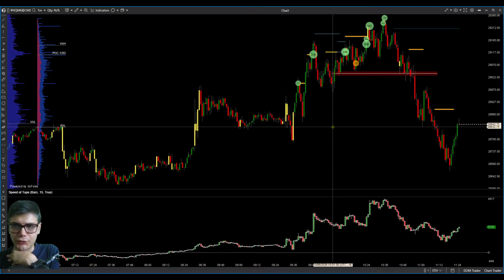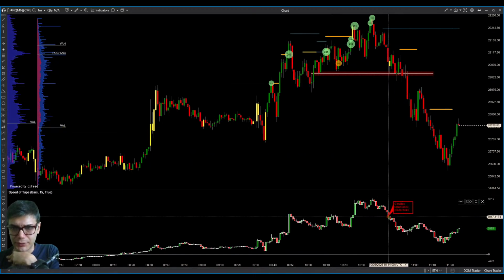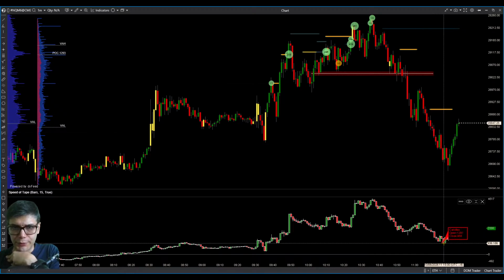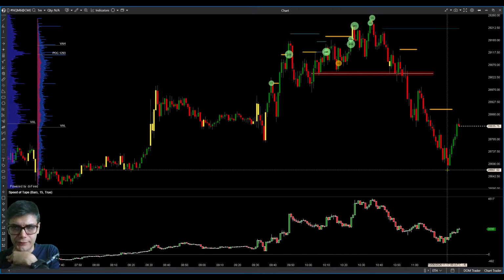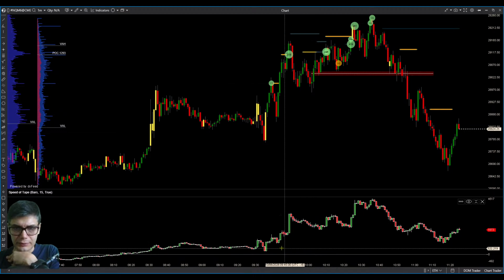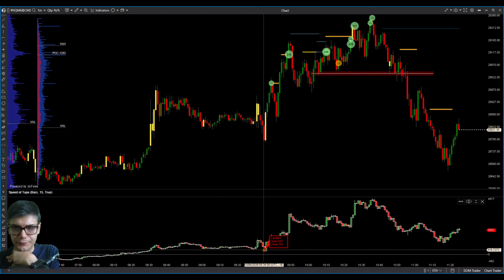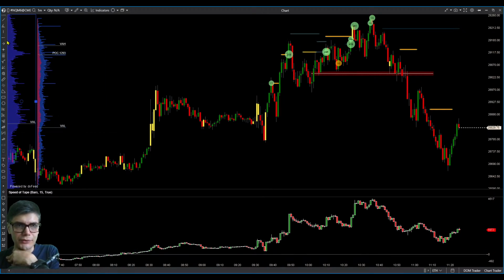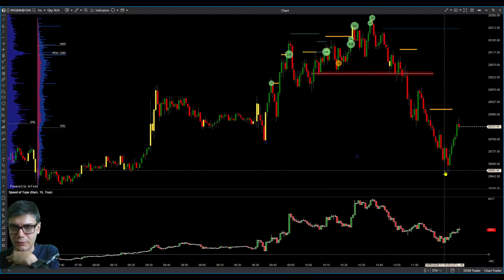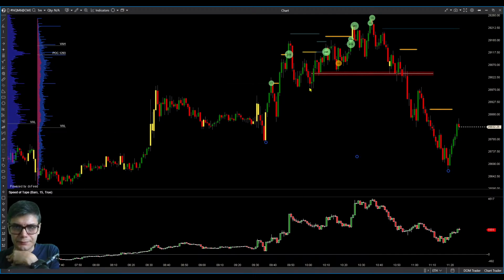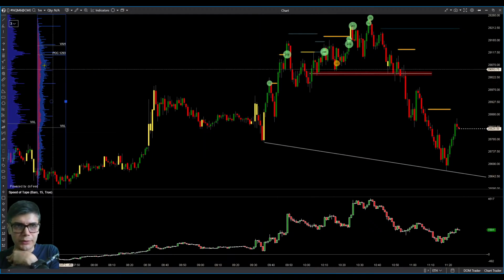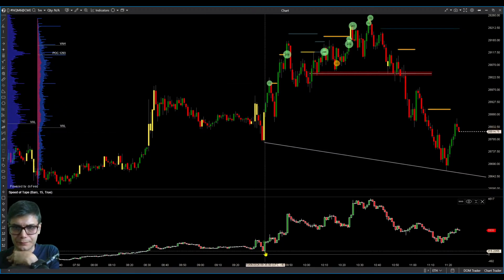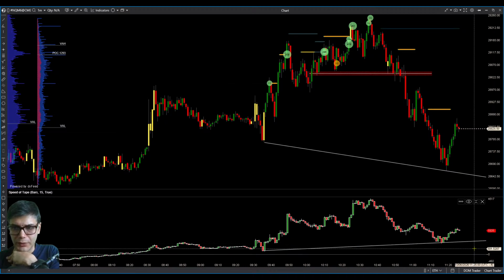We have the value area low that shifted to the lowest price, and the price is currently above it. Sellers still present. Here the price made a new low. CVD made a new low. This low is slightly above this low, so does CVD. There's just a little bit of divergence there that I see. Okay, we got divergence in the volume.